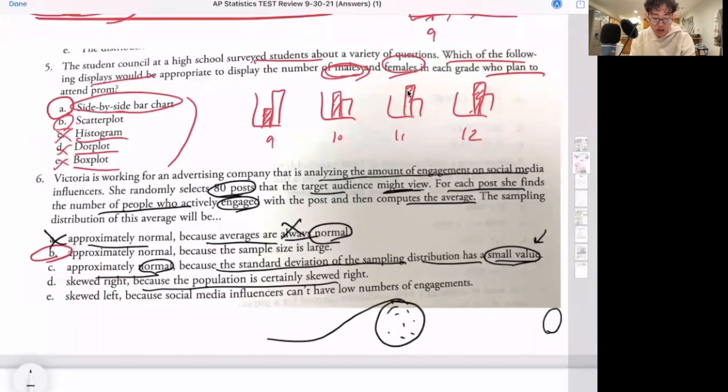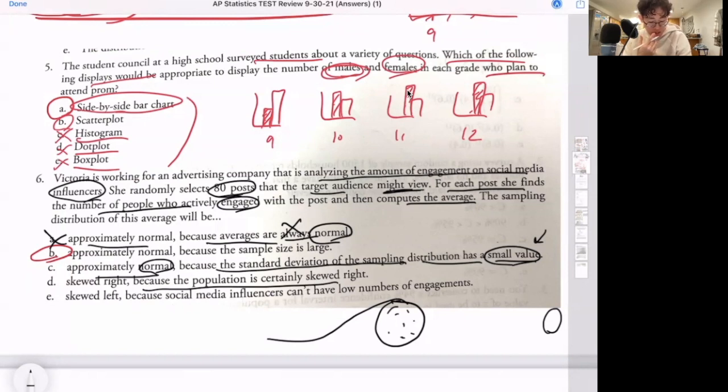influencers. Okay, so analyze the amount of engagement on social media influencers. There might be a high number of people who actually view this. This is actually a little bit tricky. Skewed left because social media influencers can't have low numbers of engagement. Sampling distribution of this average will be... This is actually quite tricky. I actually don't quite understand how it could be B, because that's what the answer key said.